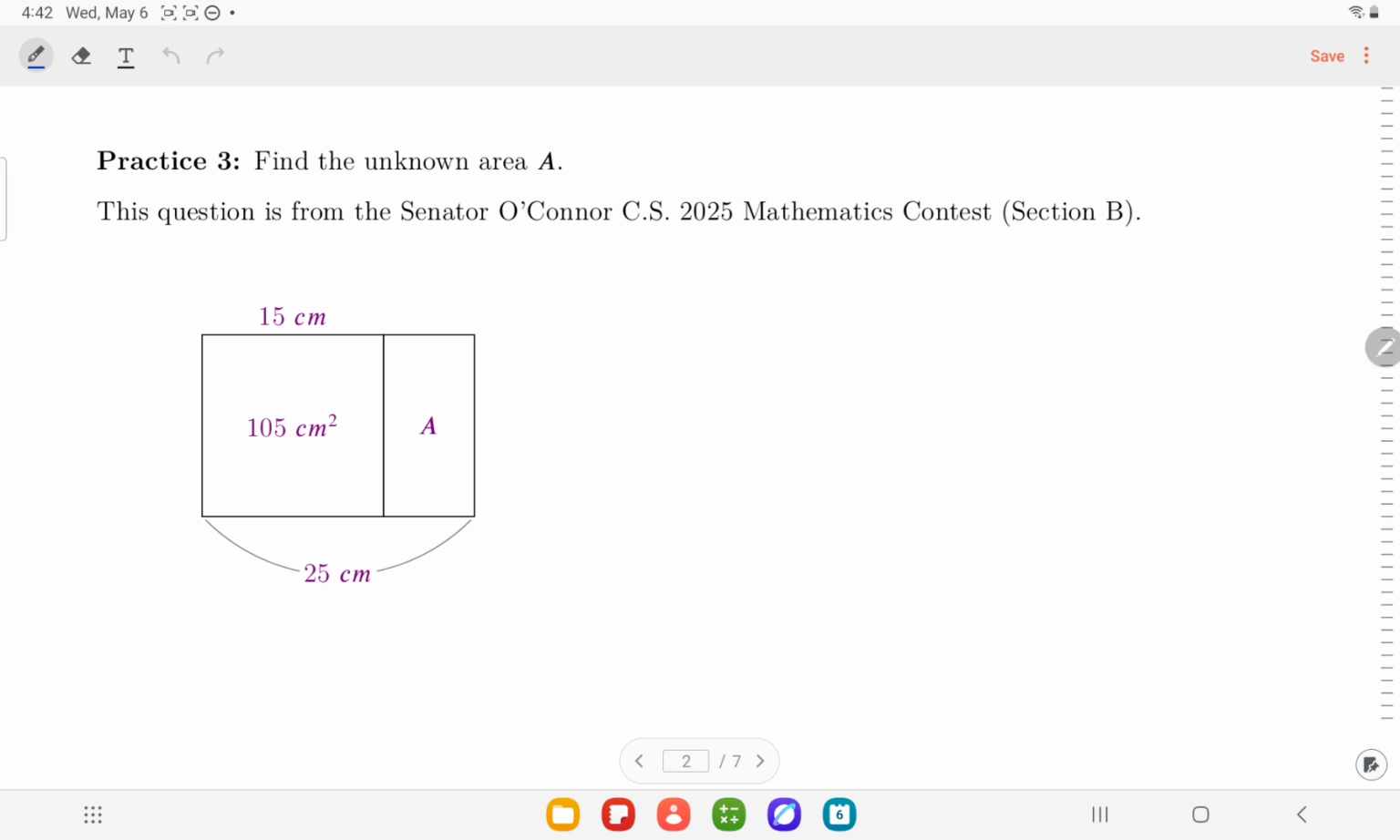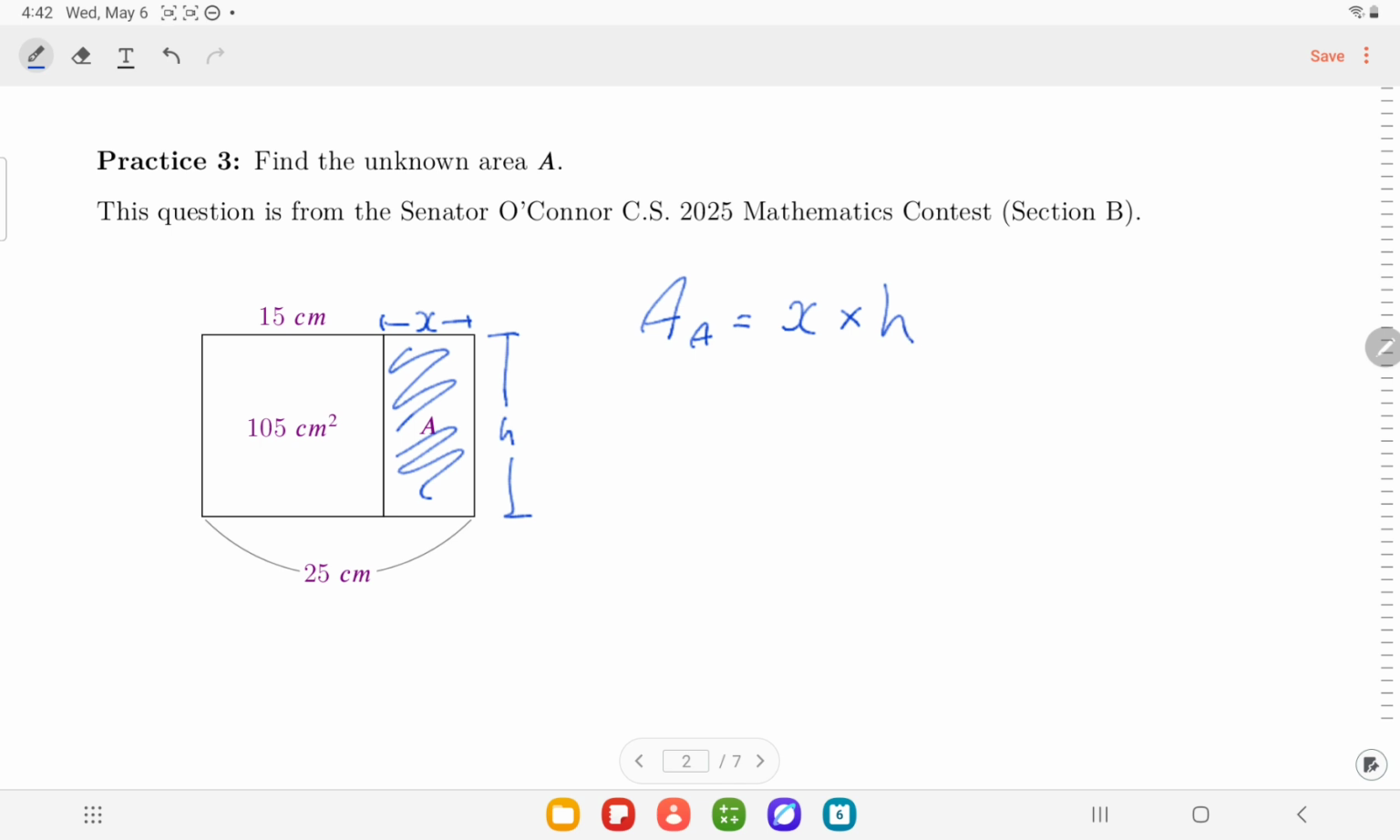Now we're going to try a problem from the Senator O'Connor Math Contest from 2025. So I suggest you guys pause the video and try it out yourself and then come back and watch the solution. So in this question, we're trying to find the area here of A. And if we were to say that this area here was X and this one here was H, we know that the area of A is going to be X times H.